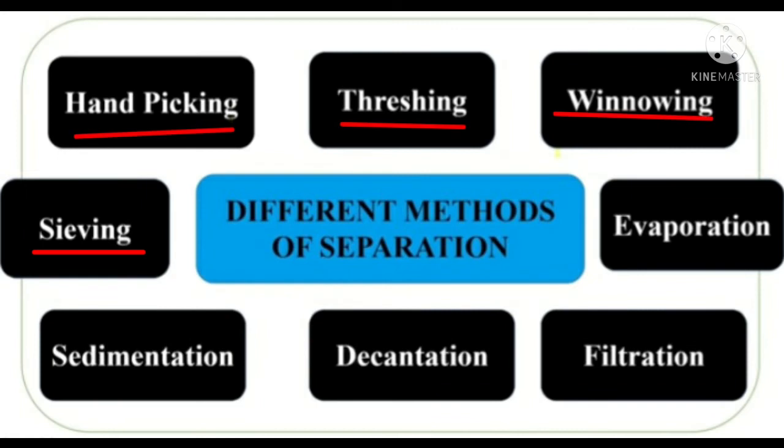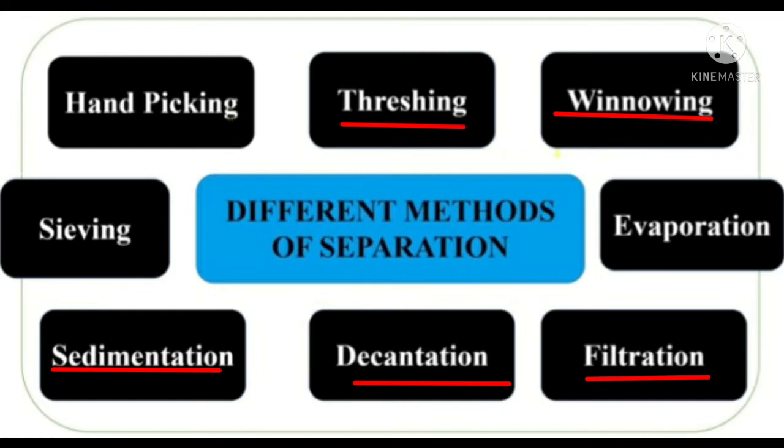The different methods of separation are hand picking, sieving, winnowing, threshing, sedimentation and decantation, filtration and evaporation. These are some of the methods, but in this section of the video we will discuss only the dry condition, or the methods to separate dry substances in the mixture.